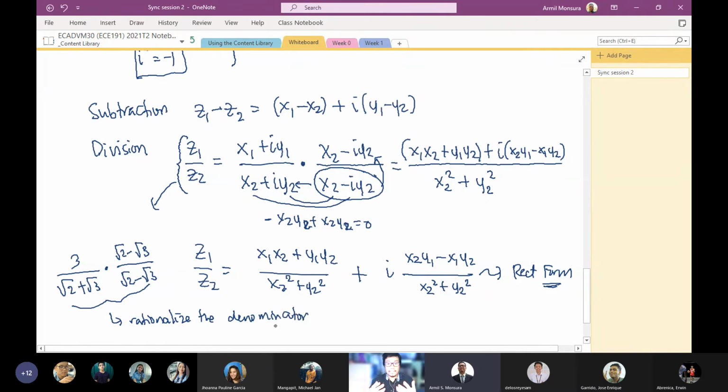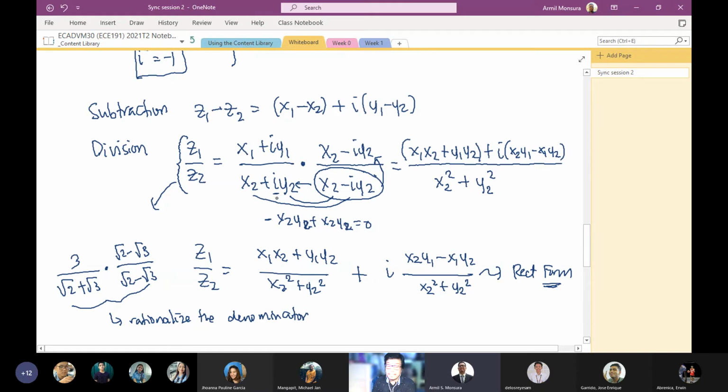That basically eliminates the irrational numbers on the denominator. That's why we call it rationalize the denominator, or rationalization of the denominator. Okay? So basically, that is the process that we have performed here. We have rationalized the denominator. That is, we eliminate the irrational number on the denominator.